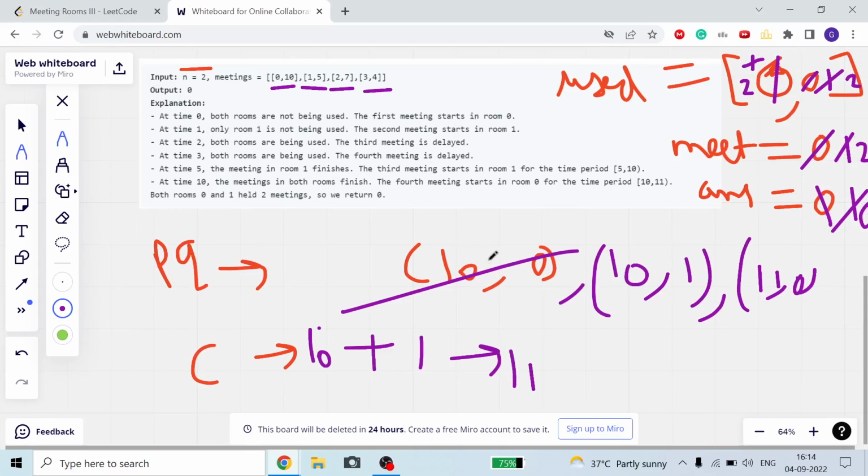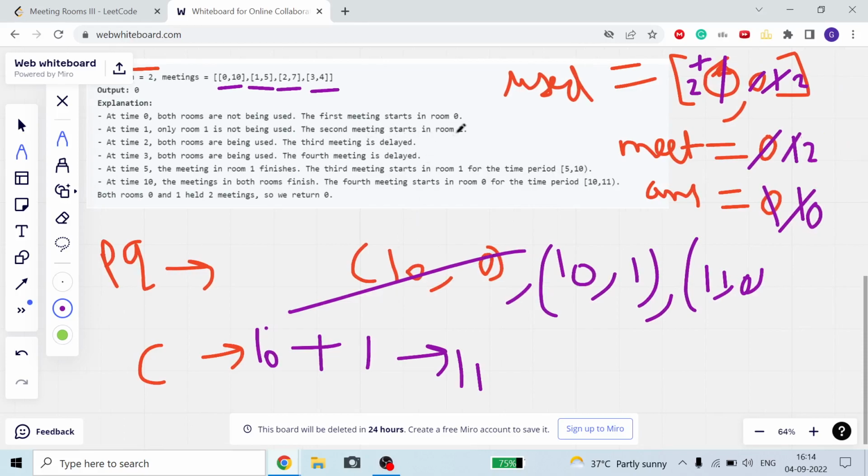So the first meeting starts in room number 0, then in room 1, and then at time 5 we can see there is a meeting in room number 1. The third meeting starts in room number 1 at time 5 and lasts till 10. At time 10 both rooms are free, then in room 0 we will again hold a meeting. So a similar condition we are using in our priority queue. Starting and ending are the same. The approaches are different, but the starting and ending time of a particular meeting, and the room given to it, are the same.